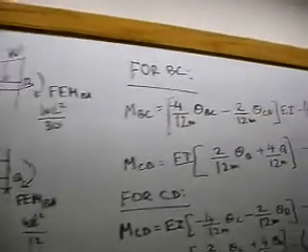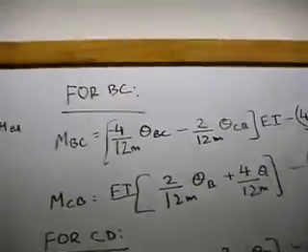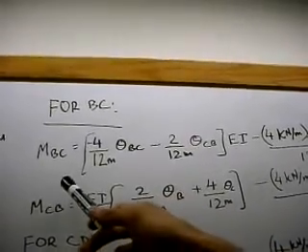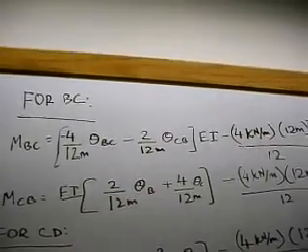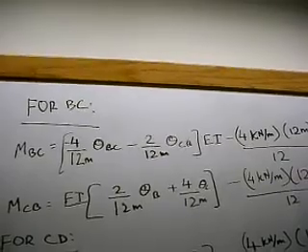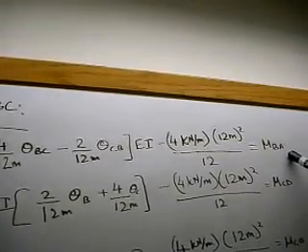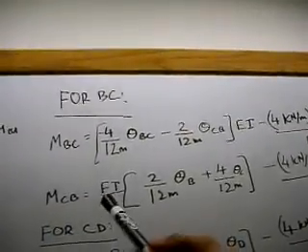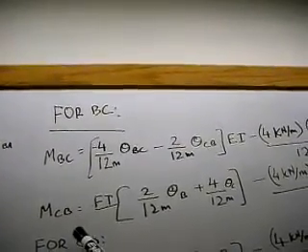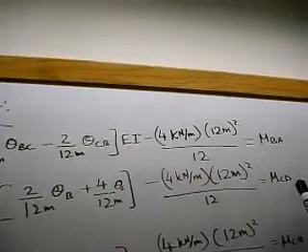Now we go on to section BC, where we write down the equations from the matrix for moments between B and C, and we know that it's equal to the moment MBA. We do the same for the point C, where moment MCB is equal to moment MCD.